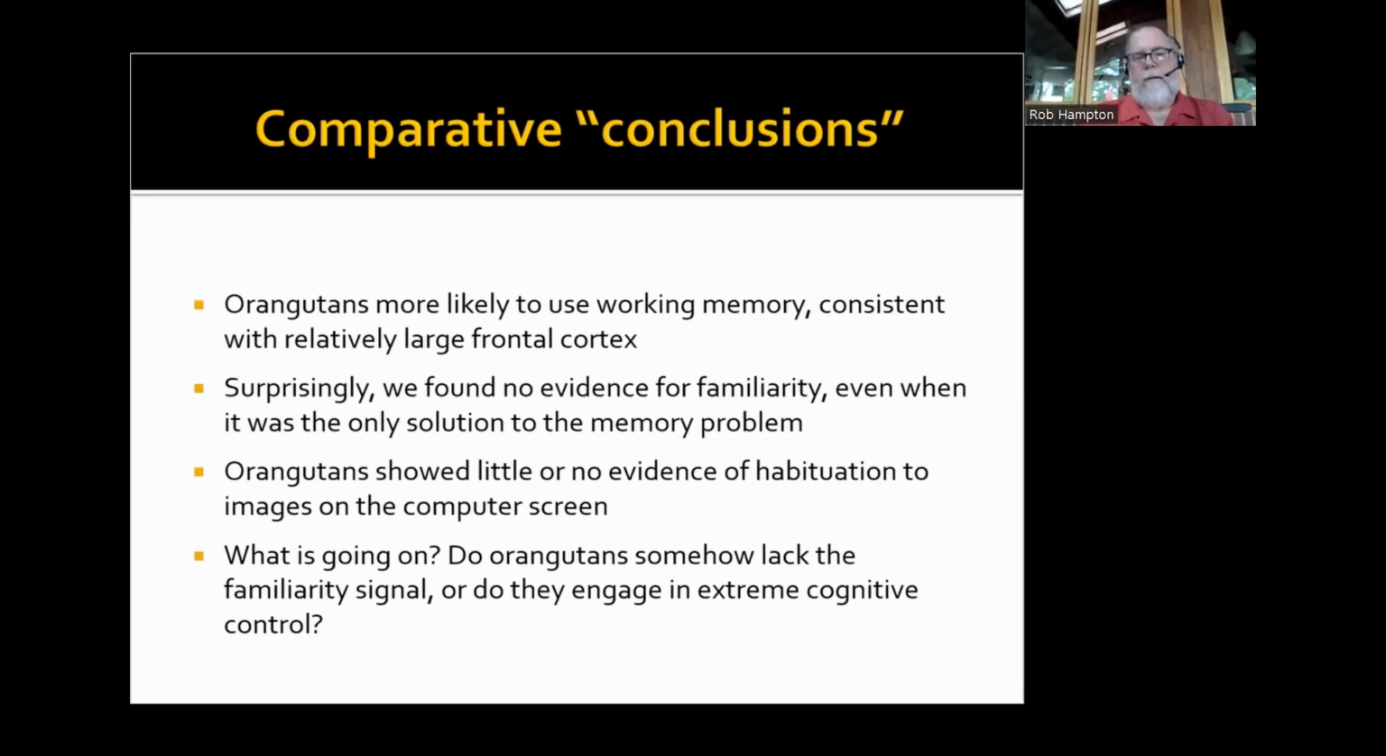One reason you might be a little cautious about this idea that they just have extreme cognitive control, and that's why we're not seeing familiarity, because they're just overwhelming it with cognitive control all the time, is they really show a pretty pronounced effect of concurrent cognitive load in a working memory task, right? We still see that same decrement in performance as we increase concurrent cognitive demand with the orangutans as well.